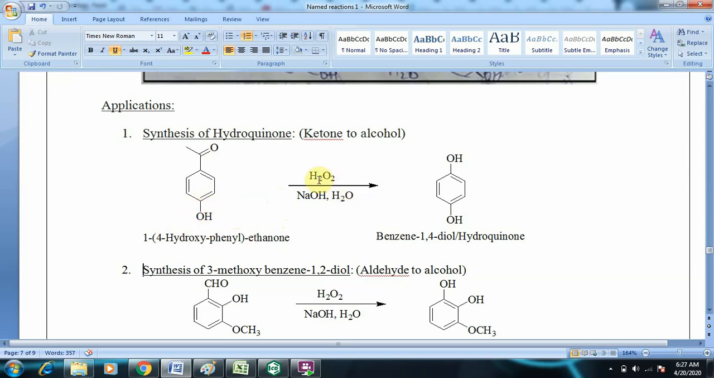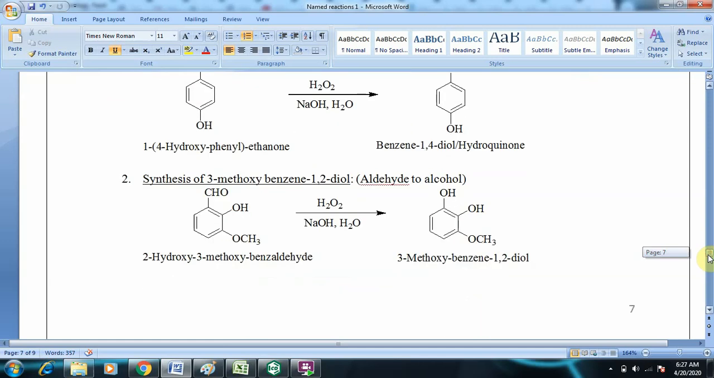In the presence of the same Dakin reaction conditions, H2O2, sodium hydroxide and water, what we said, if it is para-hydroxylated, then the acetophenone, the ketone moiety, should convert to OH. So here we get hydroquinone.